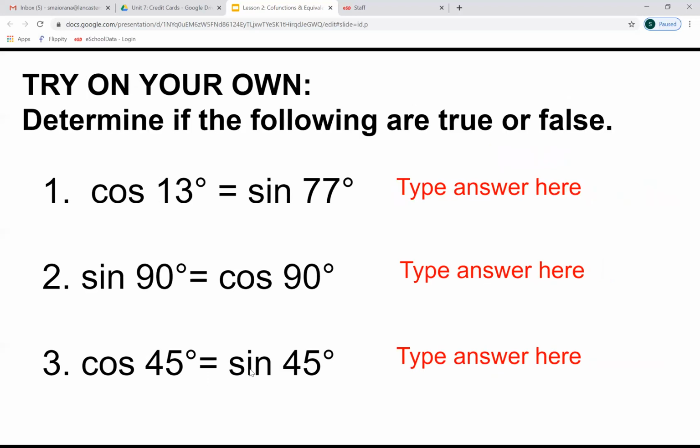Okay, so in your Google slide assignment, you're going to have 3 of these true or false questions to evaluate on your own.